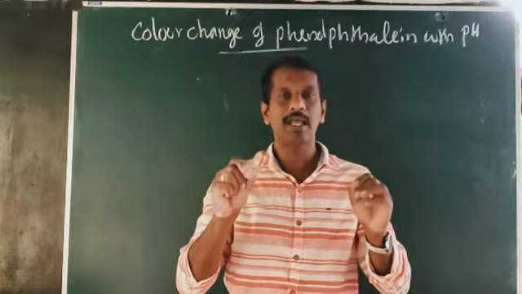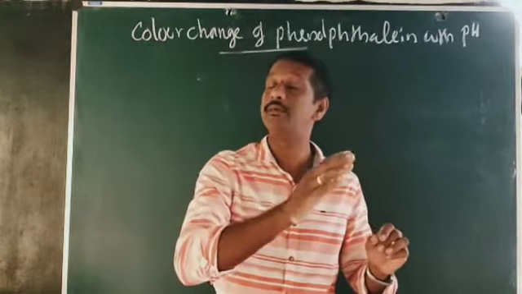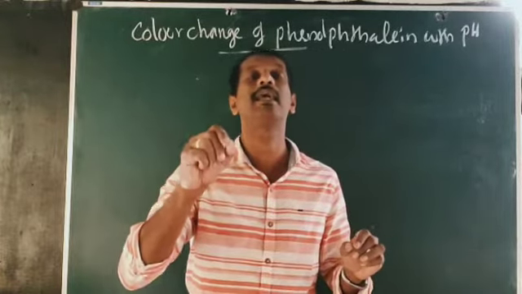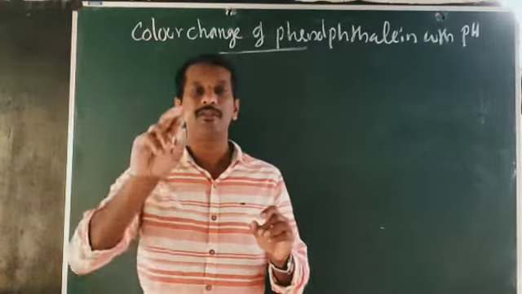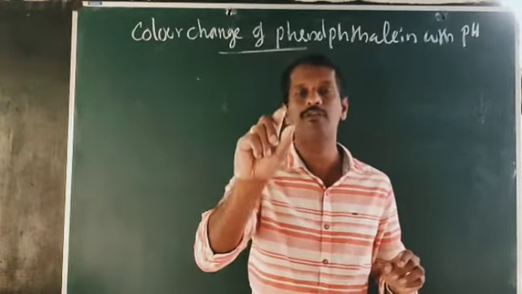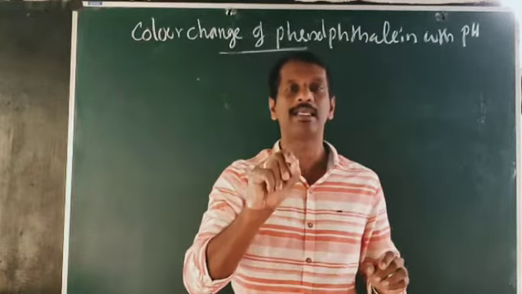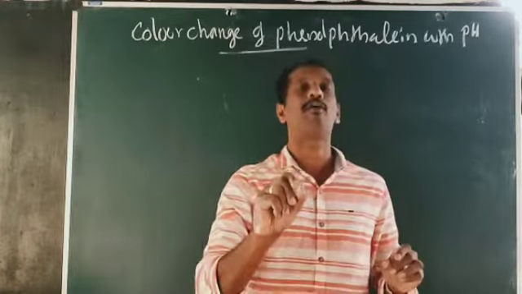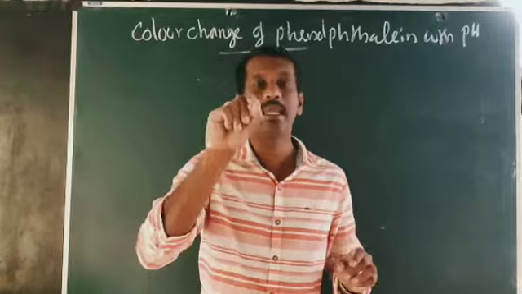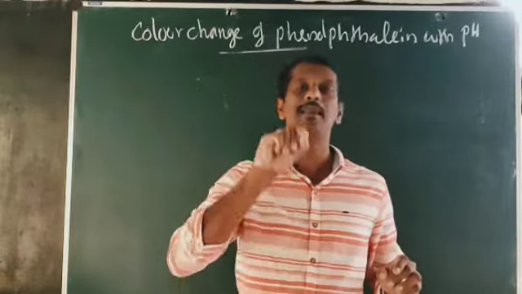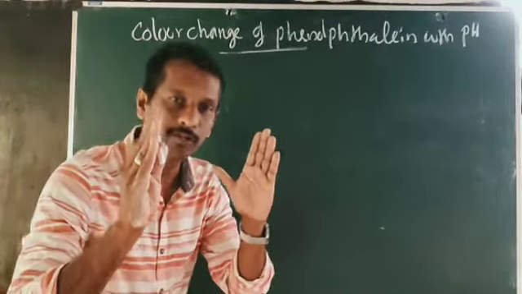Phenolphthalein is colorless below pH 8, that means in acidic medium, and is pink in color above pH 9.5. The reason is that phenolphthalein can exist in two different forms. One is the colorless benzenoid form in acid medium, and the other is the pink colored quinonoid form in basic medium. So phenolphthalein can exist as two different forms.